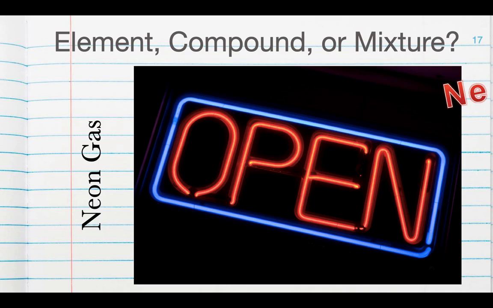Neon gas, is that an element, a compound, or a mixture? So neon gases light up these neon signs. The blue ones are made of argon. The orange ones are actually neon. So both of these would be an element, and they would be found on the periodic table.